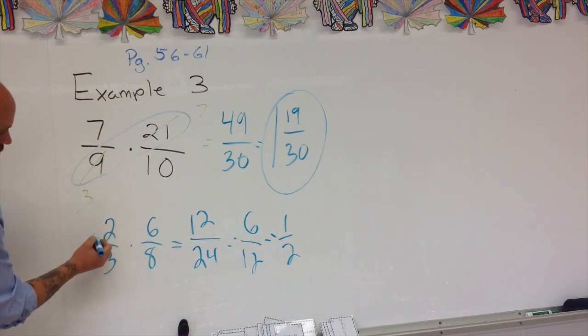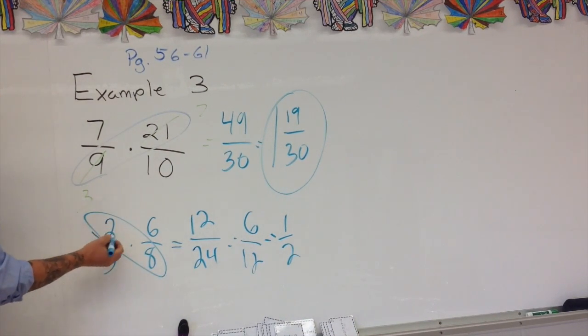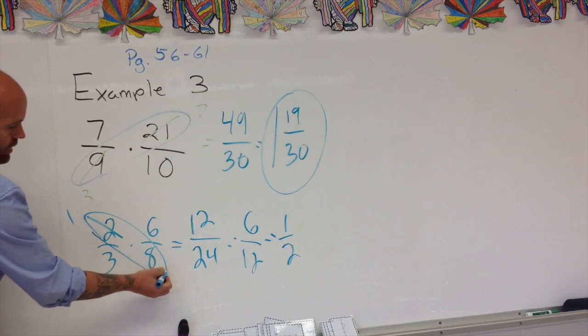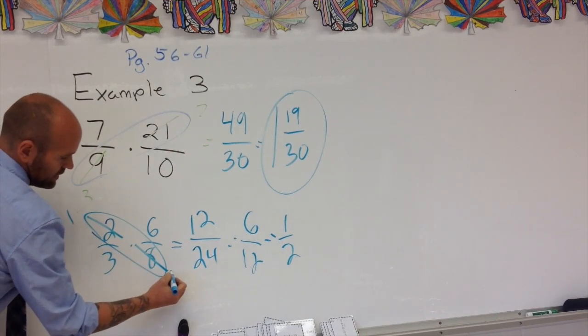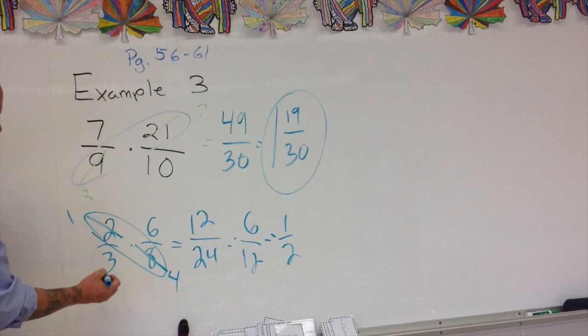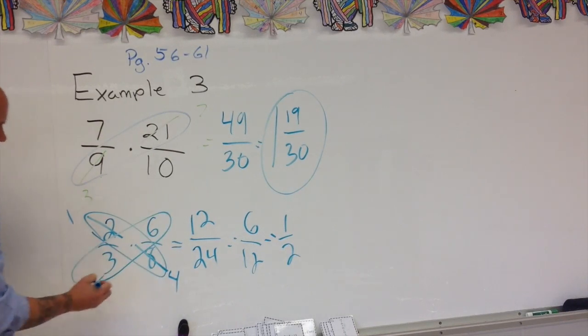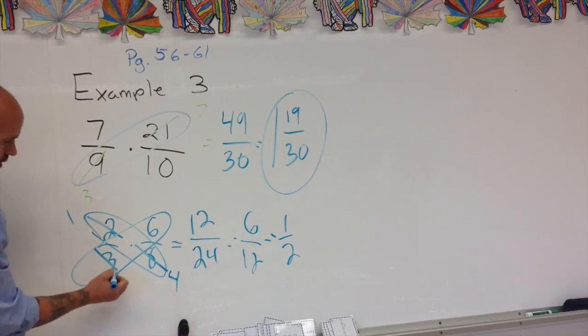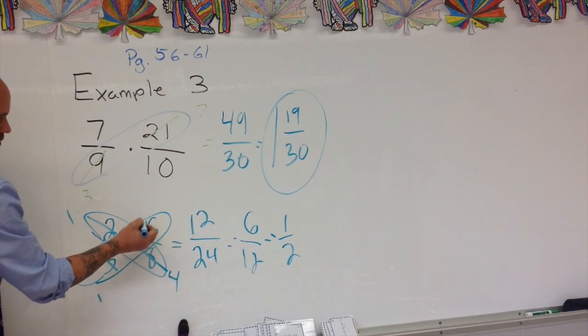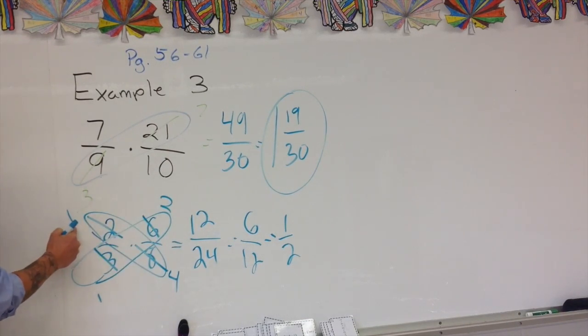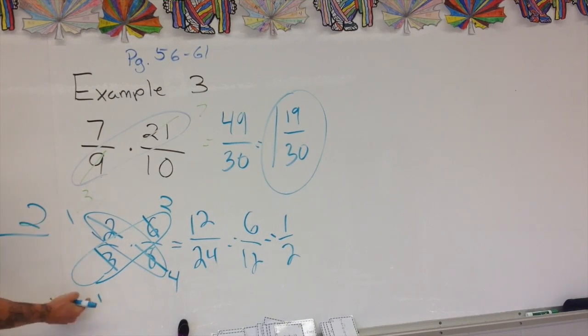2/3, well, when I look across, 2 goes into 2 one time, 2 goes into 8 4 times. Look here, 3 goes into 3 one time, 3 goes into 6 twice. 1 times 2 is 2. 1 times 4 is 4, which also equals 1/2.